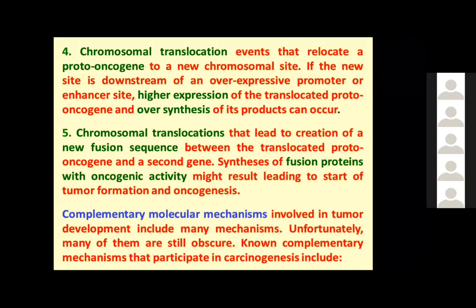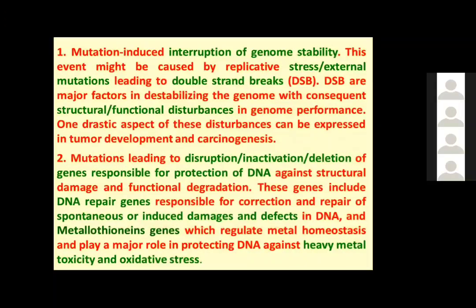type of chromosome translocation. But these are the major factors which transform proto-oncogene to an oncogene, but there are complementary molecular mechanisms which also help in cancer development, and these complementary mechanisms represent the worst expression of cancer, because some of these complementary mechanisms involve enhancement of metastasis and spread of tumor.